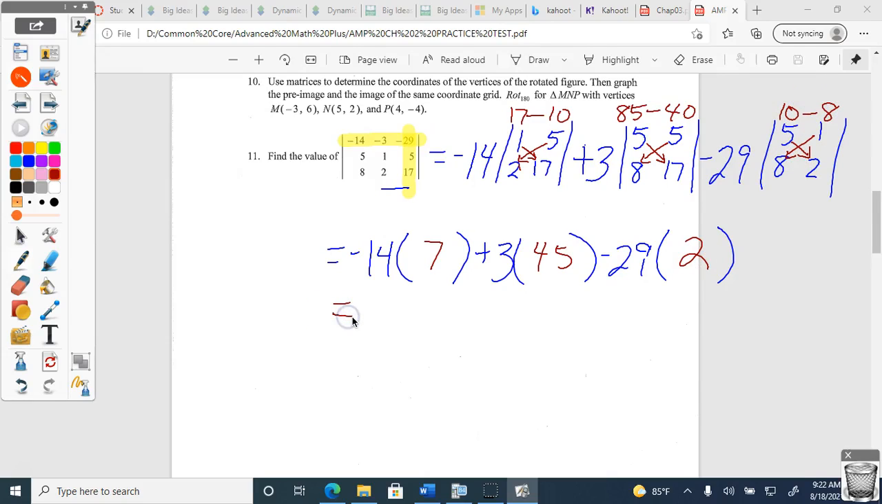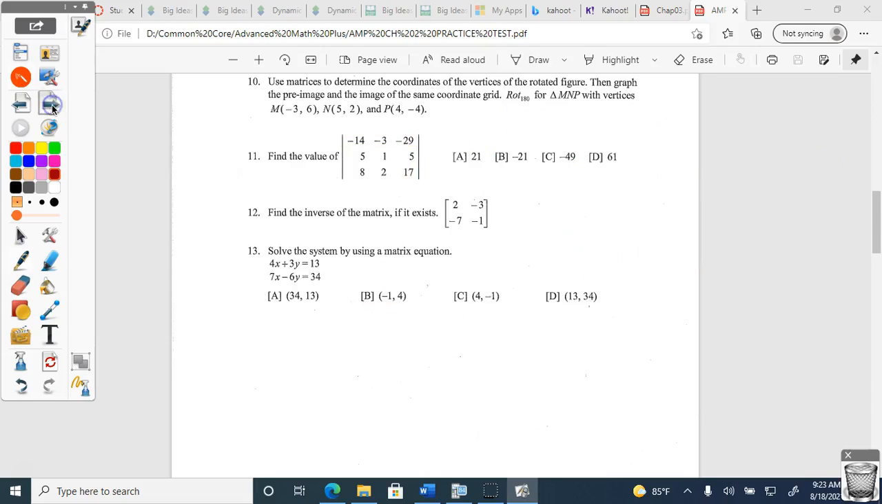And from there, you just put all that in your calculator, okay? And you get B, which was negative 21, yes. All right. Very good. And that's just finding the value. That's just finding the determinant. We got 10 minutes. We're good. We're on pace. All right.